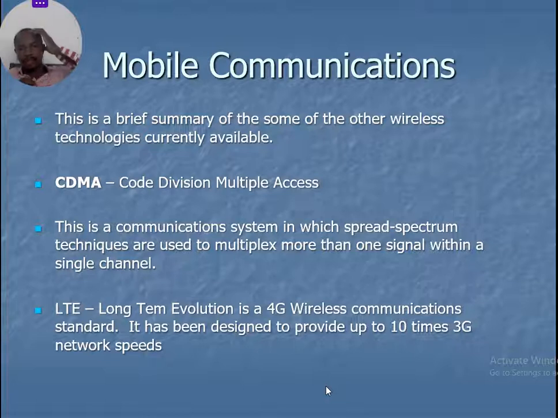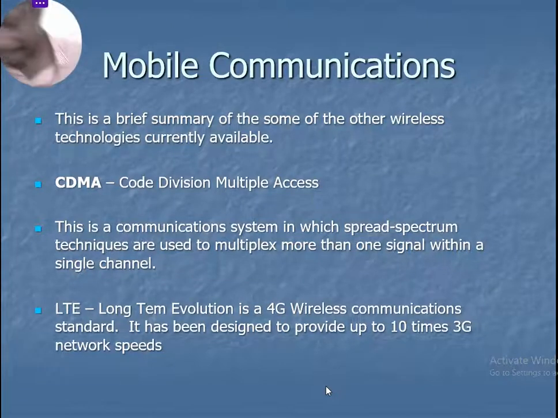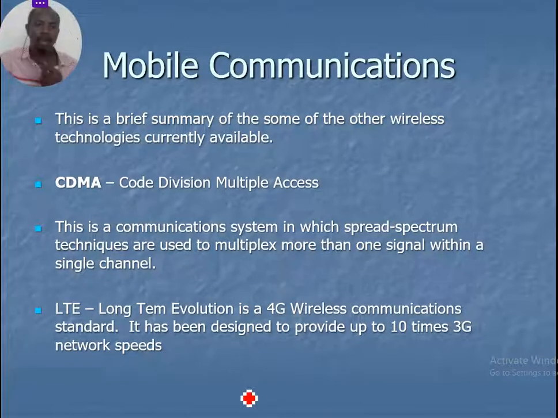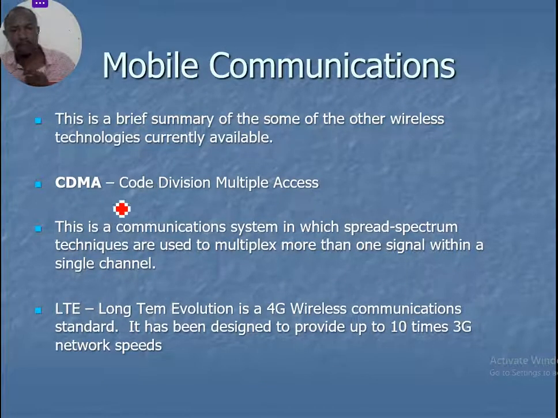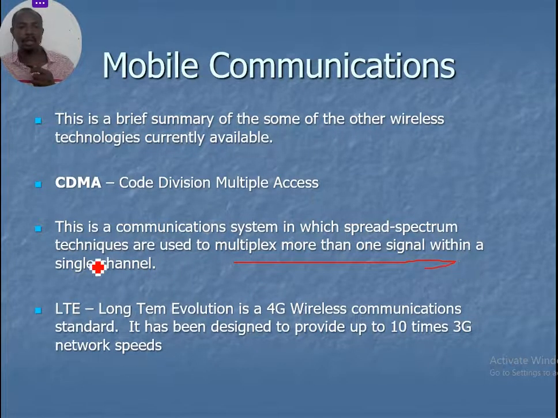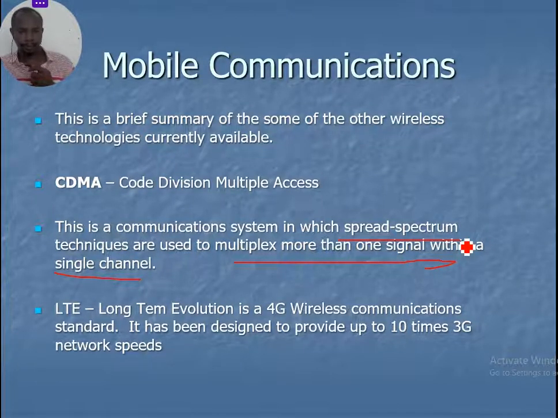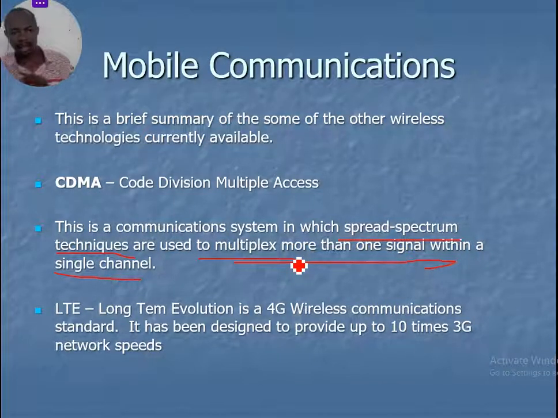CDMA is Code Division Multiple Access, which is used by mobile phones or mobile communication networks. This is a communication system in which spread spectrum techniques are used to multiplex more than one signal into a single channel. Multiplexing is just to coerce many signals into one, to pass through one channel. Many channels are made to pass through one channel.